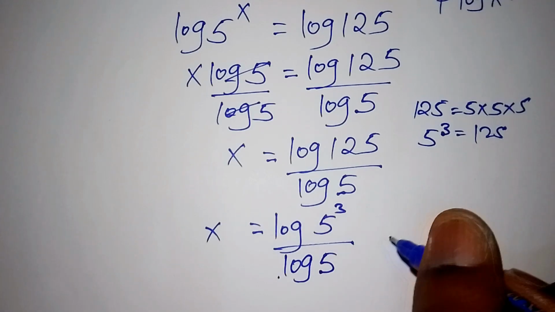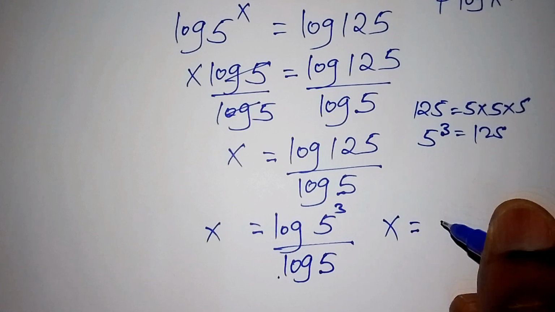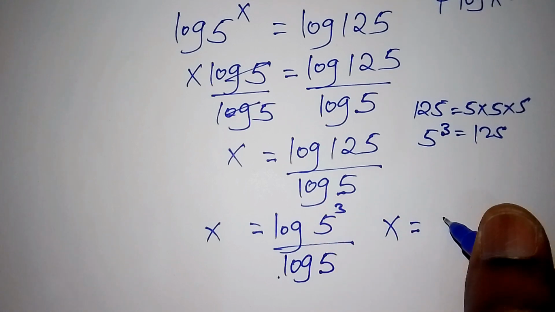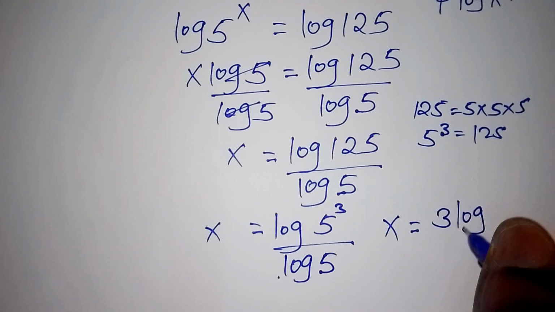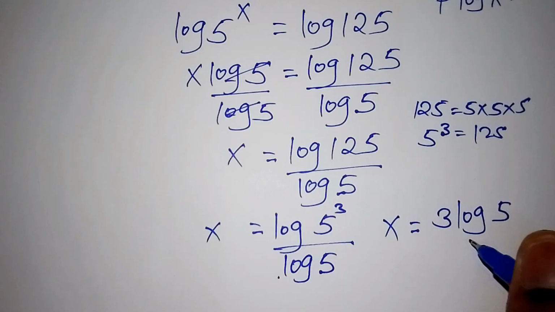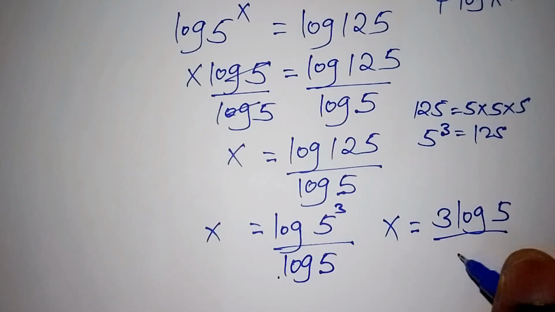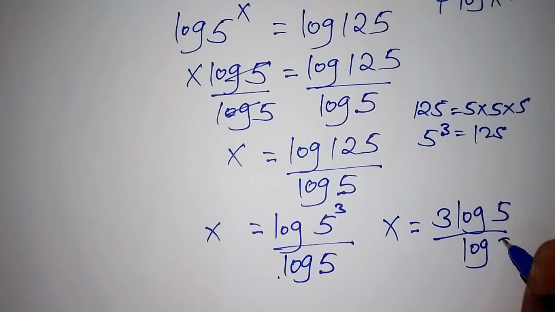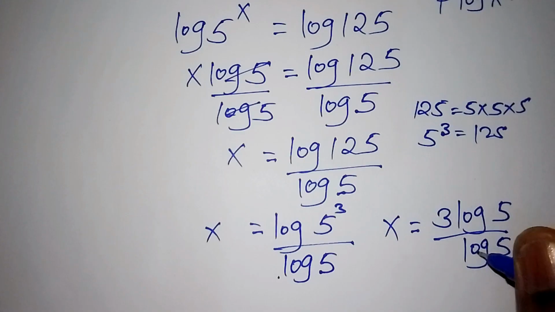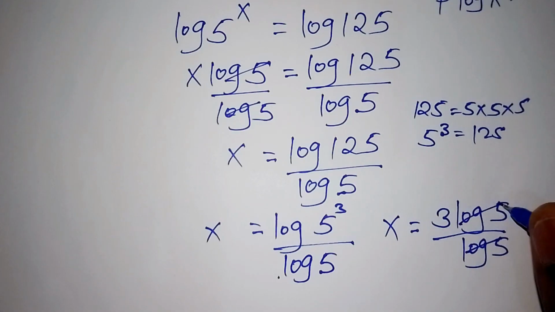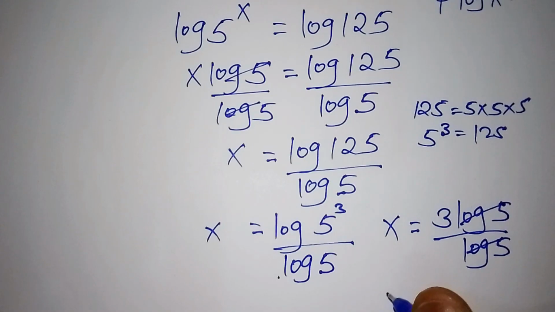This can also be written as x equals 3 log 5, so 3 times the log of 5 all over the log of 5. From here we shall pick that log 5 and log 5 cancel each other. So now our value for x in this case is equal to 3. So that is how we work it out. But you can still confirm if that is the correct answer.